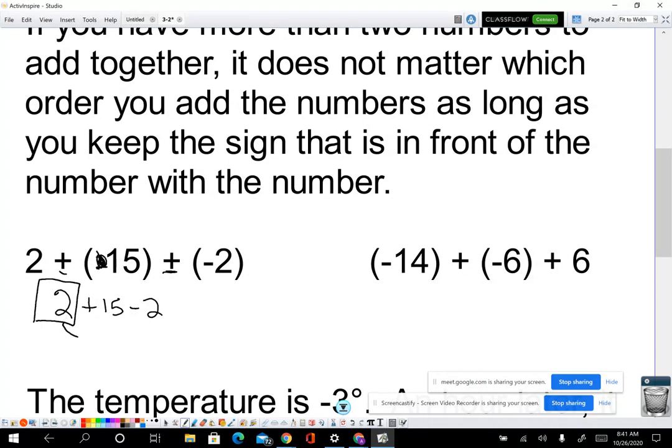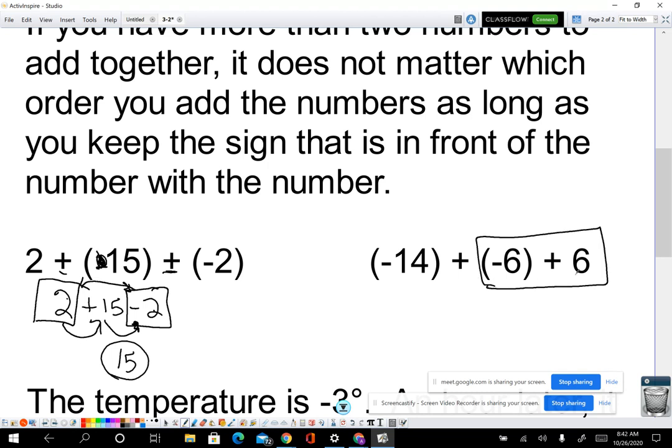So we can just go through and add this 2 plus 15 and get 17, and then add a -2 and get back to 15. That's normally the way we would do it. If you're doing it in your head, you might see that this +2 and this -2 cancel each other out to be 0. And so the only number you're left with is 15. Same thing over here. You might want to do this addition and subtraction first, because that goes down to 0 and you're left with -14.